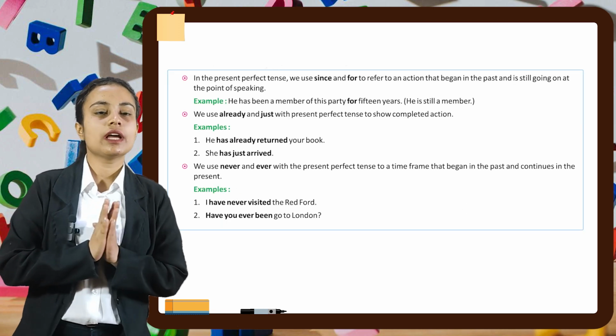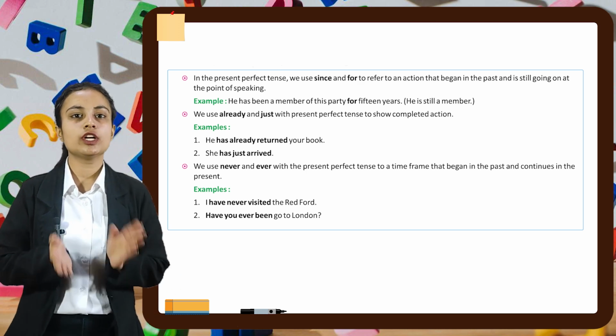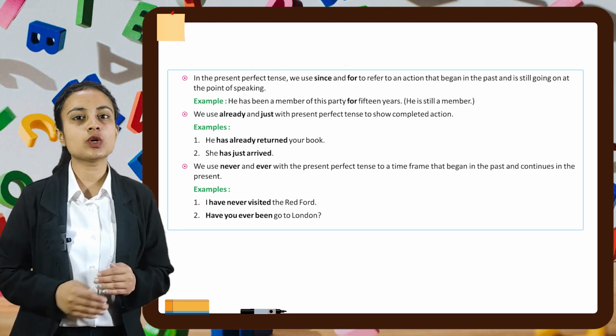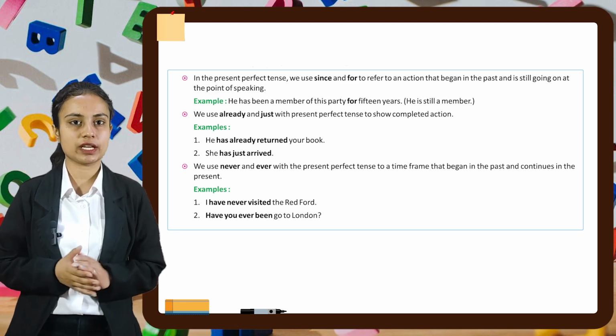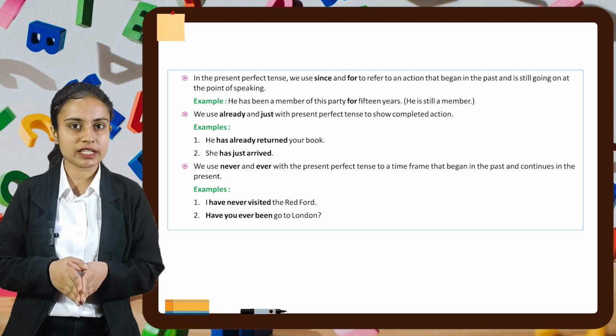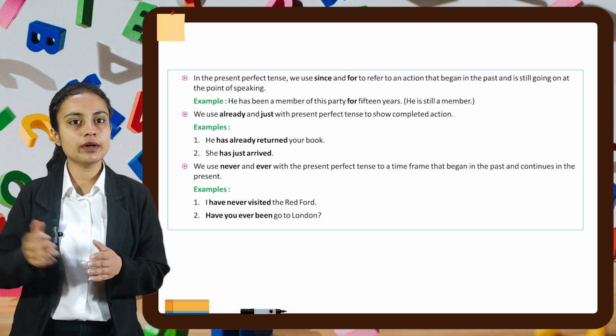Now in the present perfect tense, we use since and for to refer to an action that begins in the past and is still going on at the point of speaking. For example, he has been a member of this party for 15 years, which means he is still a member.